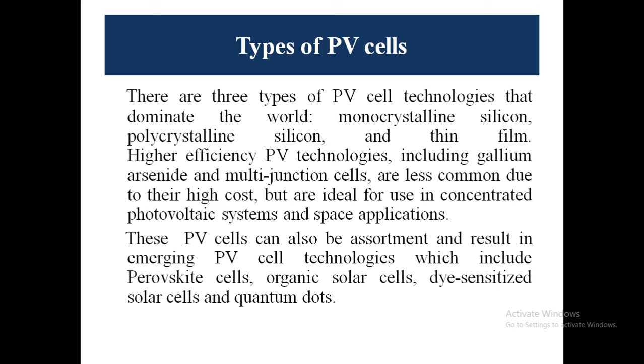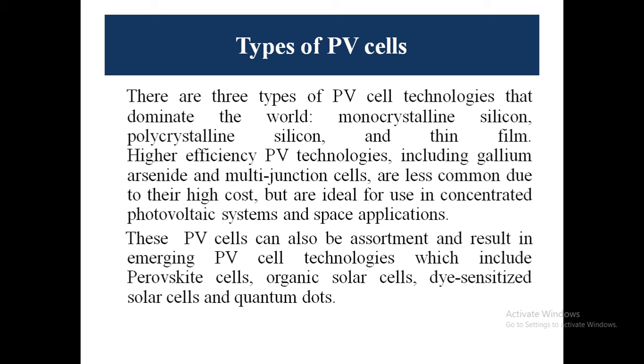So when we talk of the types of PV cells, we have three types that dominate: monocrystalline silicon, polycrystalline silicon, and thin film. High efficiency PV technologies including gallium arsenide and multi-junction cells are less common. This is due to their high cost, but ideally they are used for space applications.